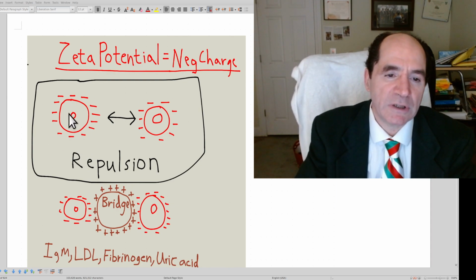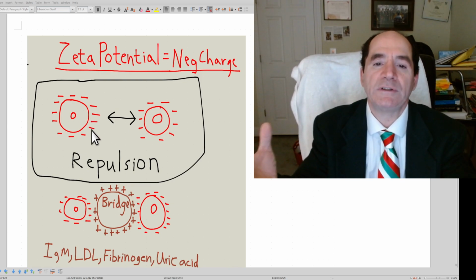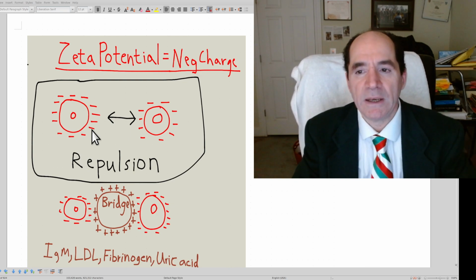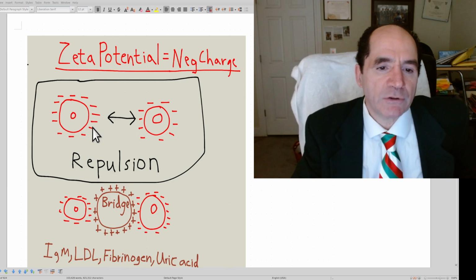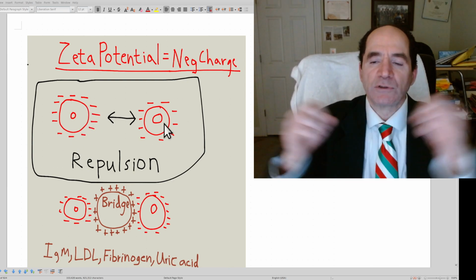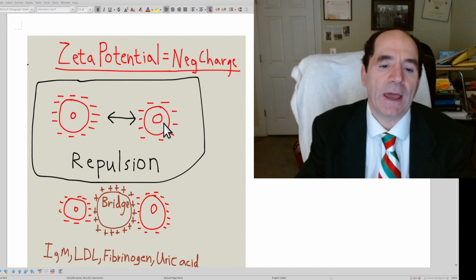So zeta potential is a negative charge on the outside of a red blood cell. And it's been known for a long time. They have to know these things for when they store blood, for blood transfusions and stuff. But it never gets taught to medical students or residents. So there's a negative charge on the outer surface of a red blood cell, so that two red blood cells will repel each other. They don't stick together, and that's good. That's what you want, so you don't form clots, okay?